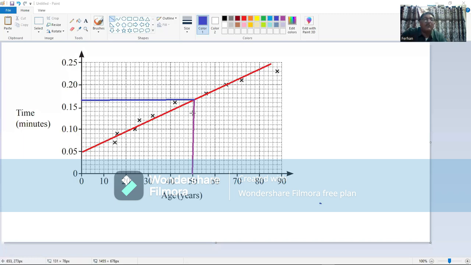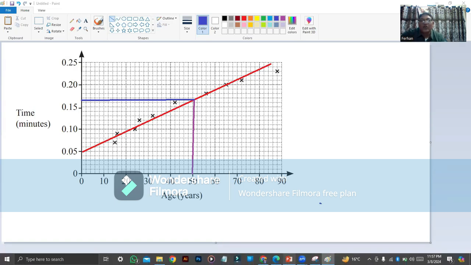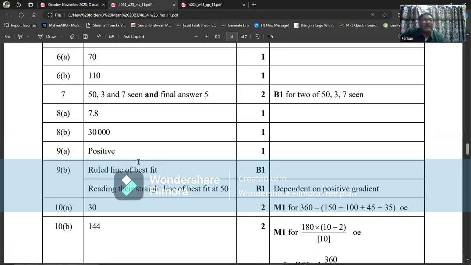From 50, I will go to this line of best fit, and then I will check on the y-axis what the reading is for this point. It is approximately 0.165. So that is how you do it. And let's go back so you can check the answers.